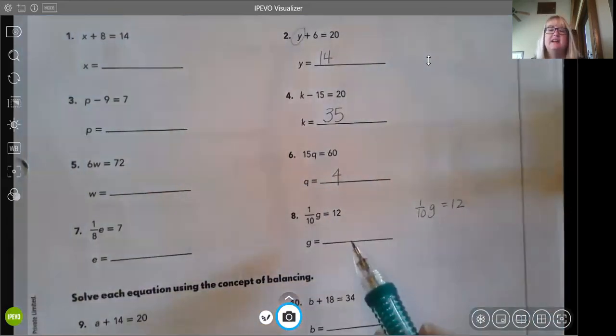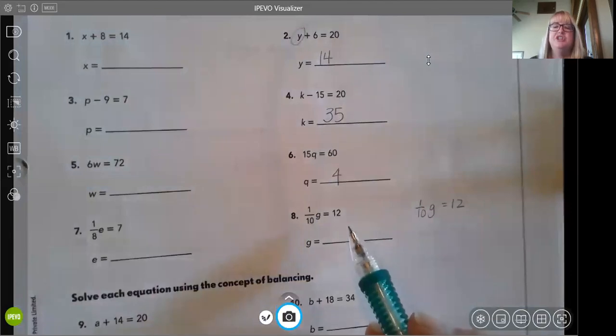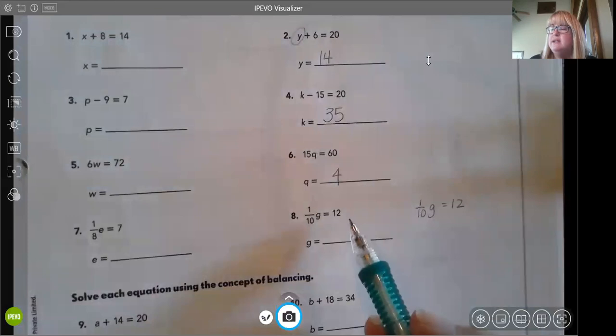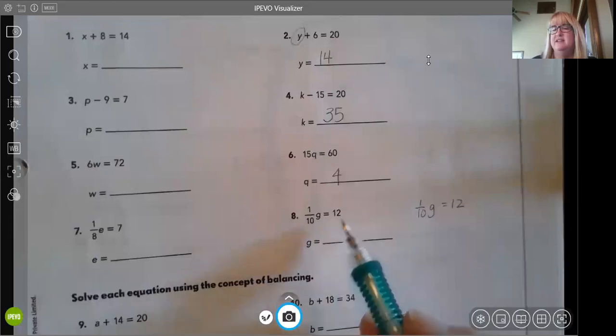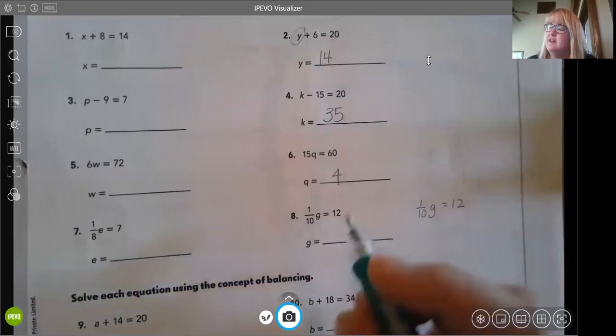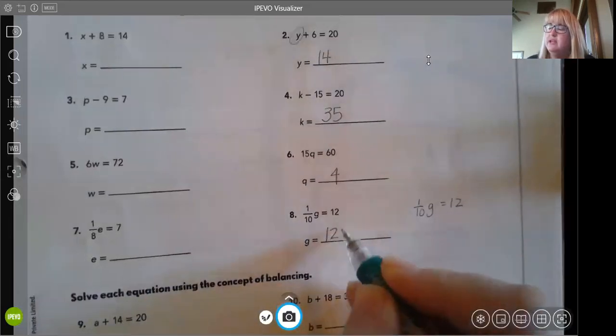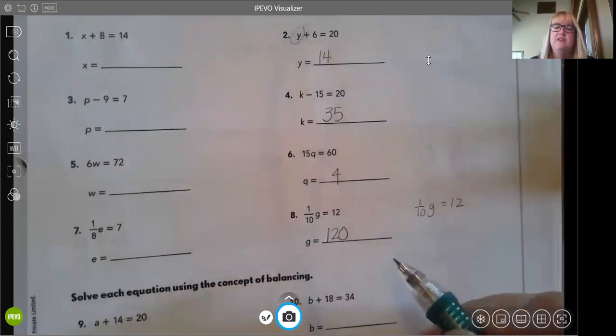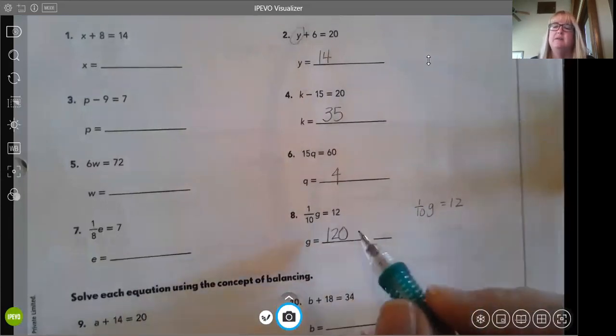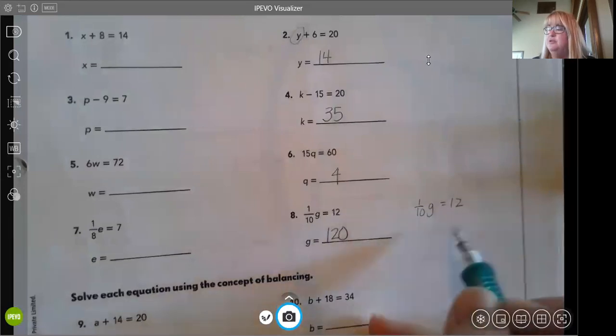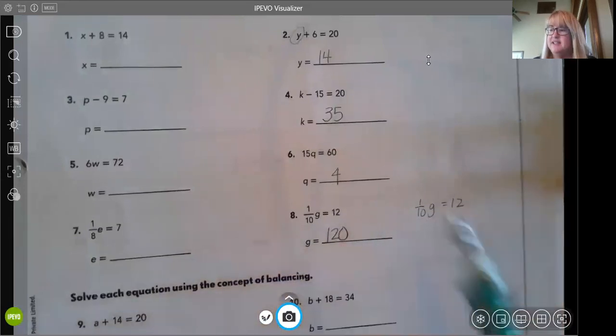Okay, and the last one, 1/10 g equals 12. So 1/10 of what number is 12? This definitely is our most tricky one, and if you think about it, it's another way of saying what number do you divide by 10 to get 12? So 1/10 of 120 equals 12. And if you couldn't do that mentally, I will show you in a moment how to solve this by balancing.